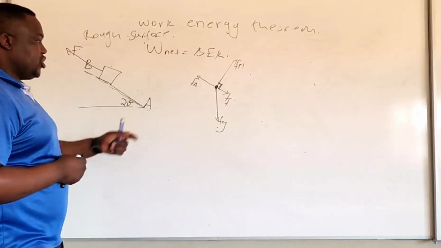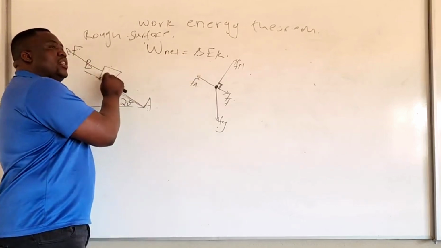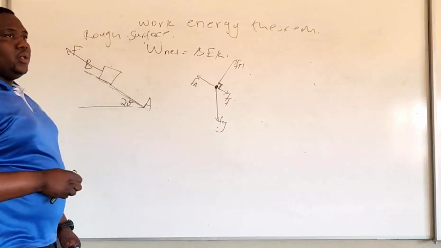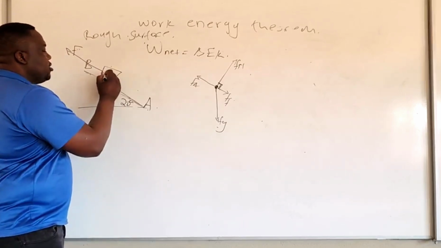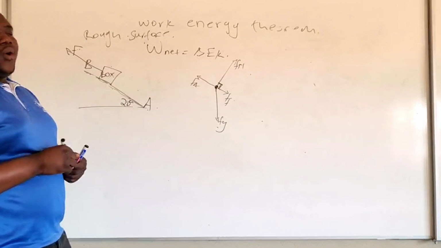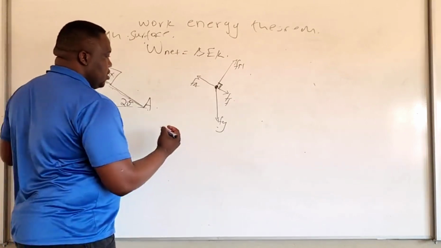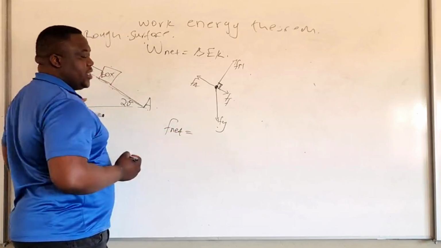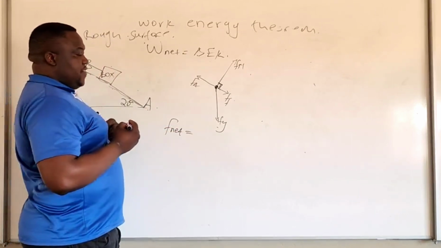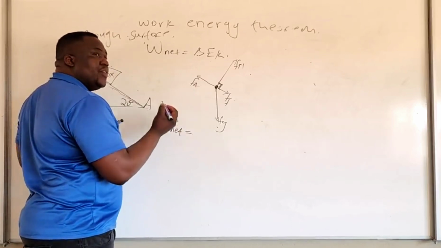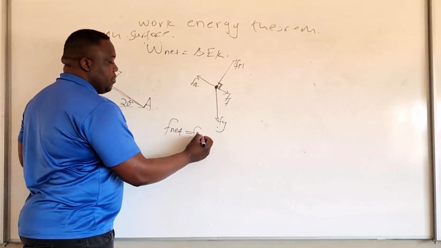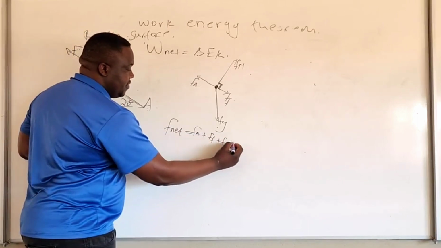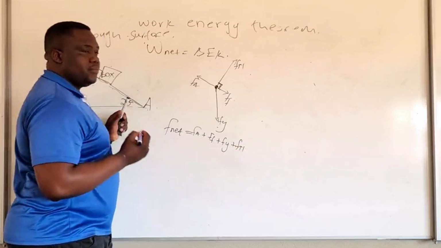Okay. So now let us talk about net work. We want to calculate the net work on this object, which is a box. What is net work? We can first talk about F net. F net is the sum of all forces acting on an object. We've got the applied force, the frictional force, the gravitational force, and the normal force.